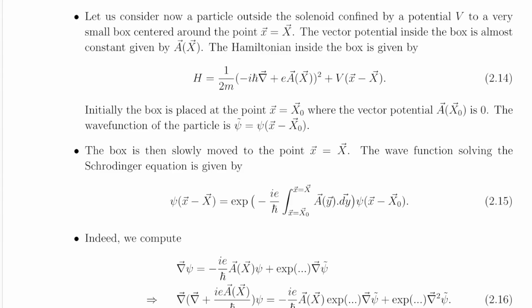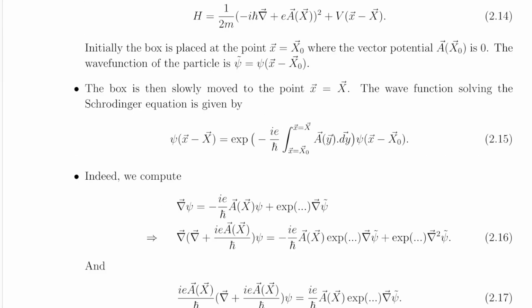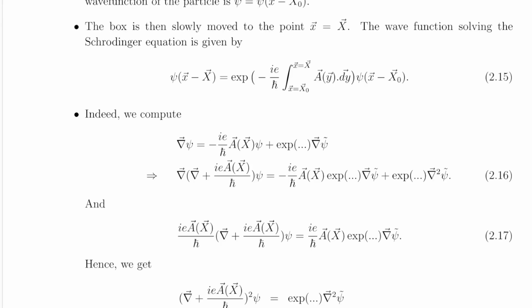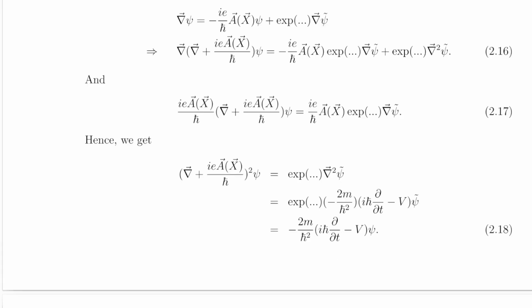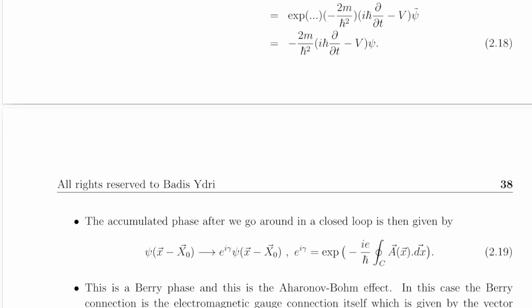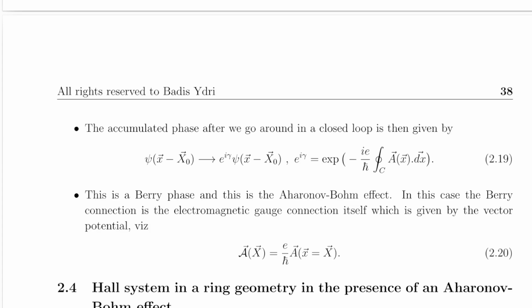We then slowly move the box along a path to a new position. As we do this, the wave function accumulates a phase, a memory of the vector potential encountered along the way. By carefully solving the Schrödinger equation, we find that the particle's wave function picks up an overall phase, proportional to the integral of the vector potential along the path.